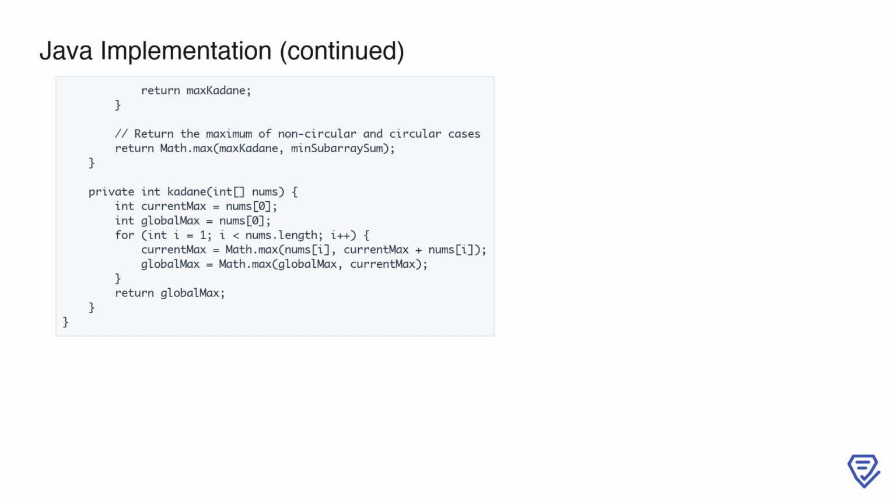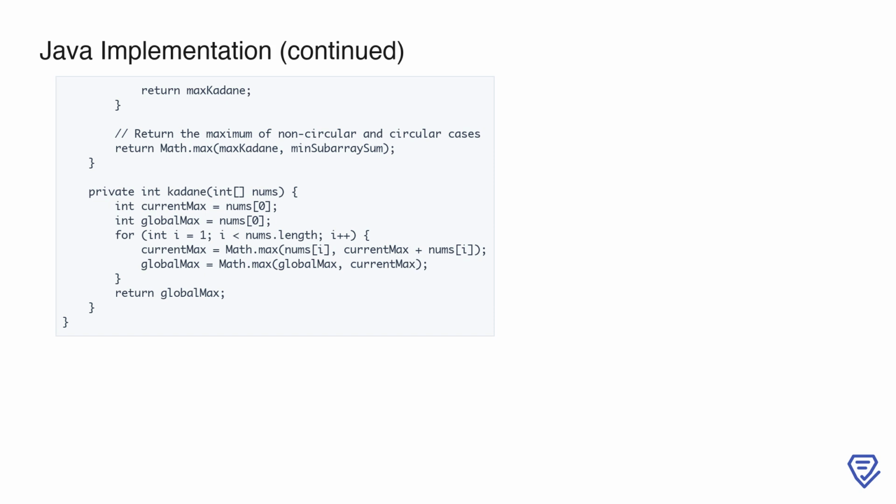To support these calculations, we also define a helper method called Kadane, which implements Kadane's algorithm. This method iterates through the array while maintaining two variables, currentMax, which tracks the maximum sum that includes the current element, and globalMax, which keeps track of the highest sum encountered so far. At each step, currentMax is updated to either the current element alone or the sum of the current element with the previous maximum, whichever is larger.